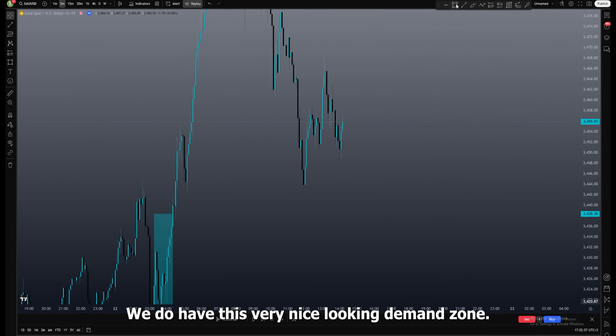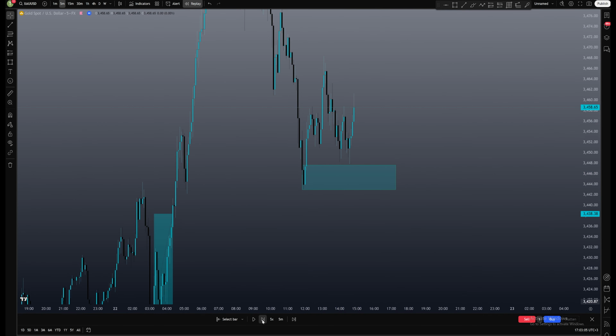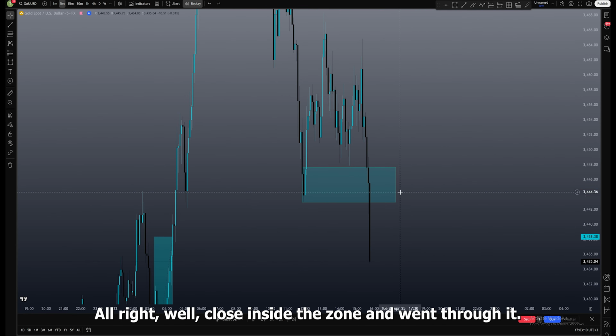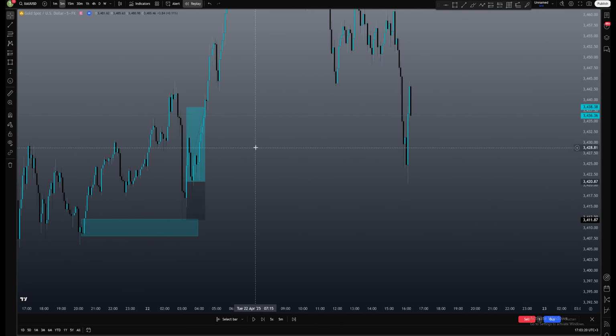We do have this very nice looking demand zone. Everything over here is clean, just need price to come down. It barely tapped, so all right, well, it closed inside the zone and went through it, so I'm not looking at that trade anymore.